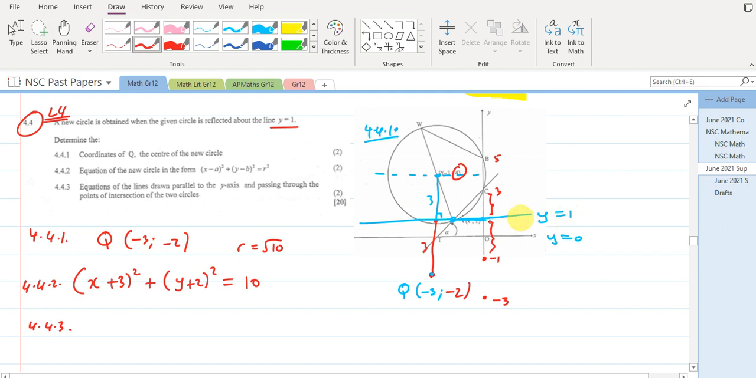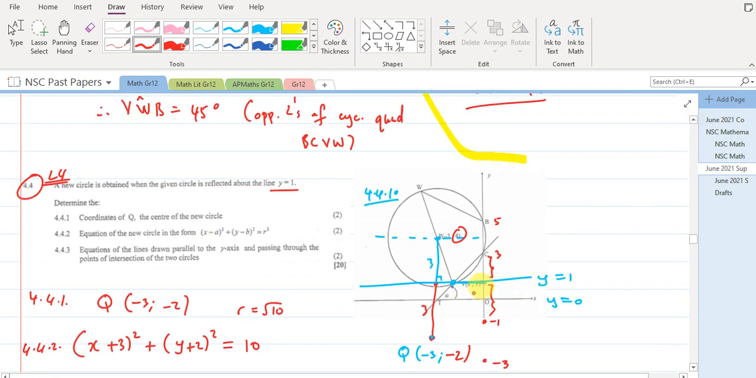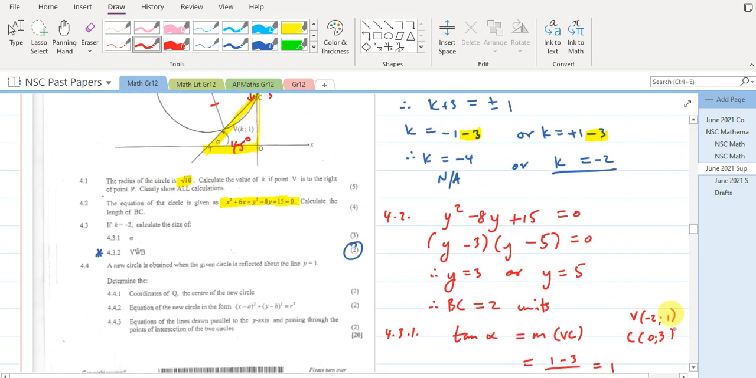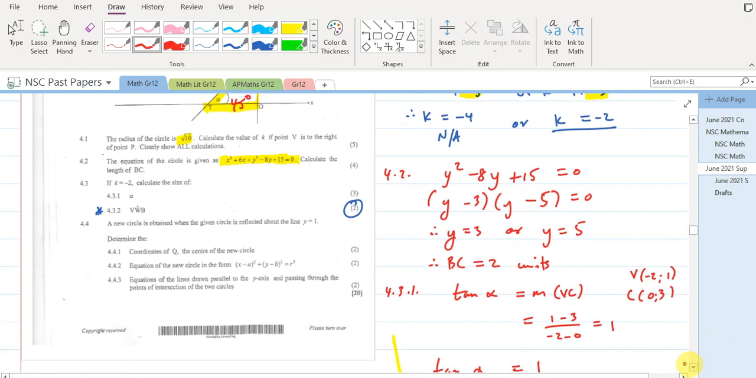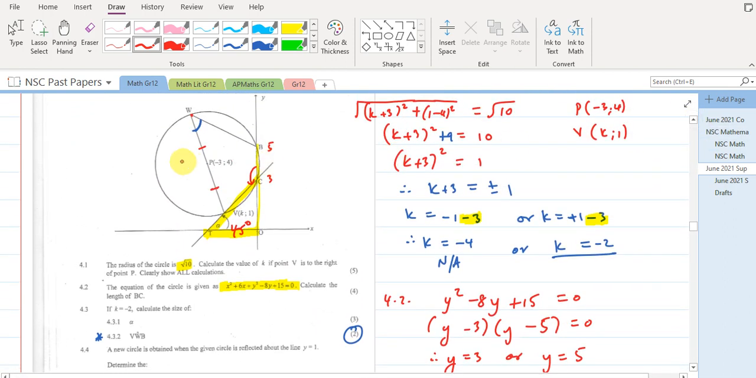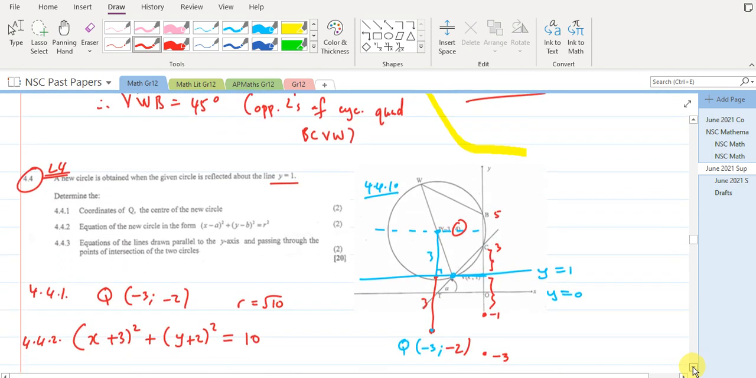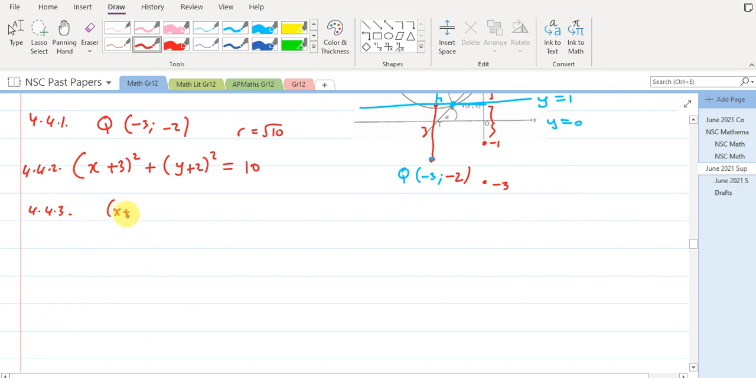If you were reflecting it, let's try and substitute y is equal to 1 inside the original circle and see what we get. If you substitute y is equal to 1 in the original circle equation, because I needed these points. What's the original circle equation? (x plus 3) all squared plus (y minus 4) all squared is equal to 10.